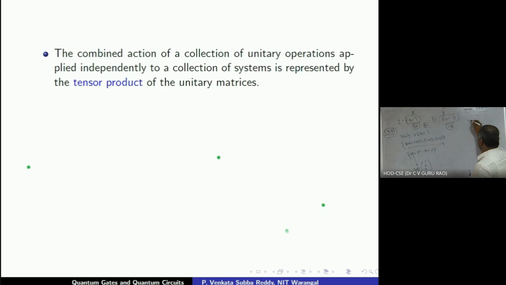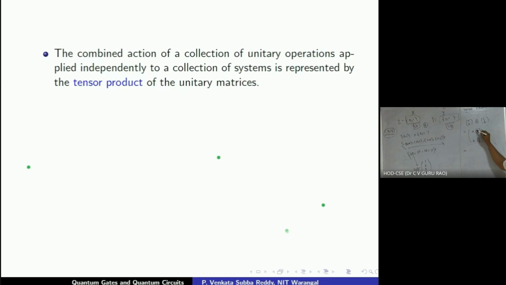So you are given a matrix AB, another matrix CD. This is the tensor product symbol. What is the tensor product of this? This is the first matrix. First matrix you write as it is. So next to each element of the first matrix, you copy the second matrix as it is. What is the second matrix? CD. Here also you copy CD.